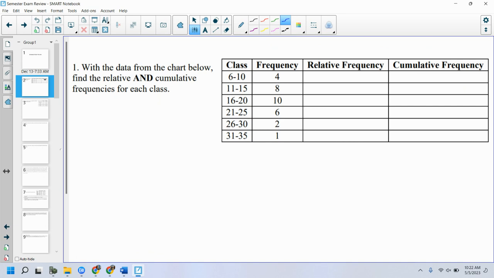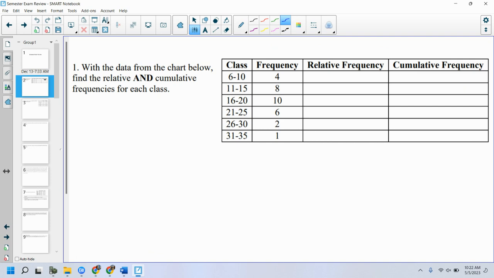With the data from the chart below, that would be mean if I just asked you, no formula sheets, cold turkey on the exam. With the data from the chart below or to the right, find the relative and cumulative frequencies for each class. Remember, relative frequency is the percentage frequency. Cumulative frequency is the built-up frequency.